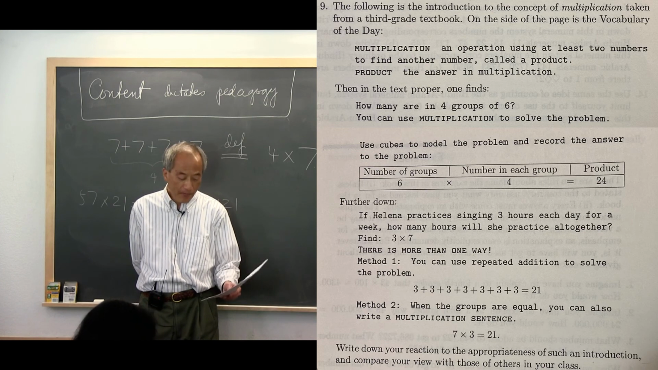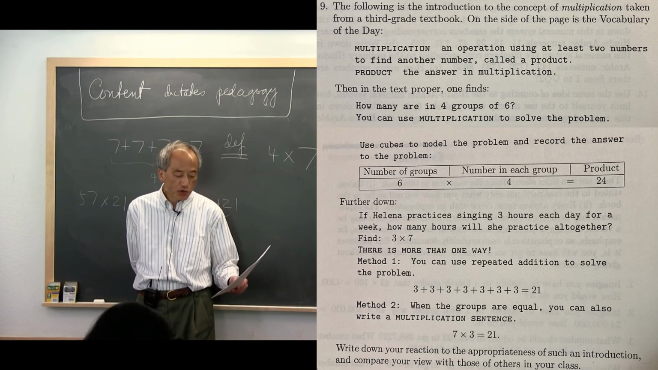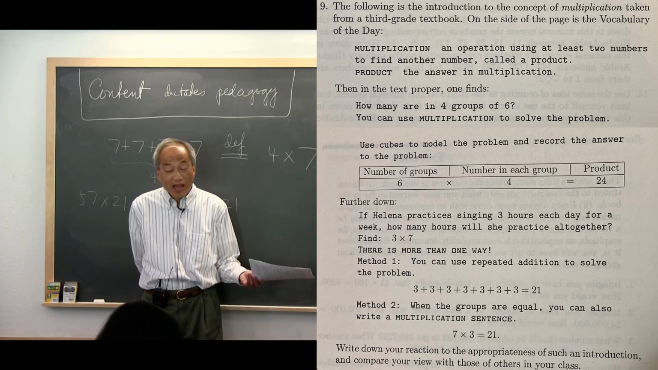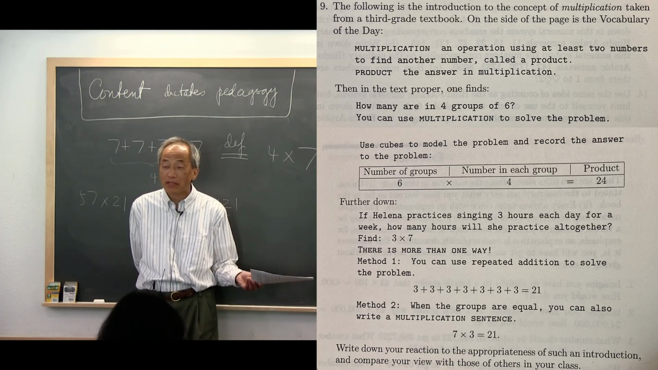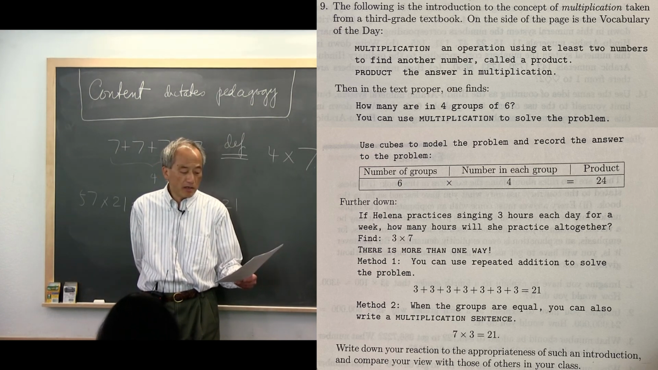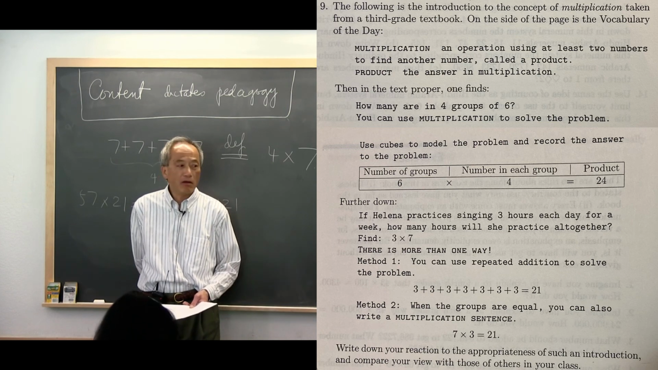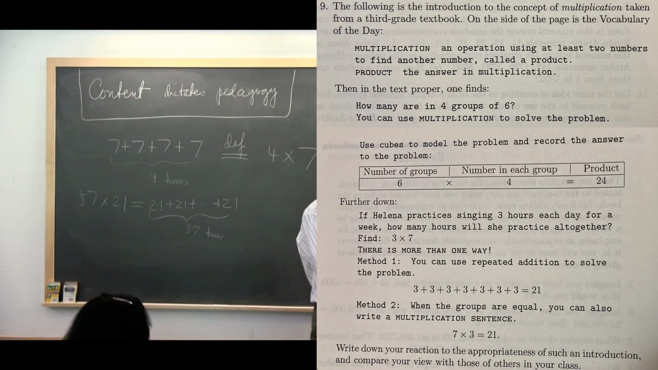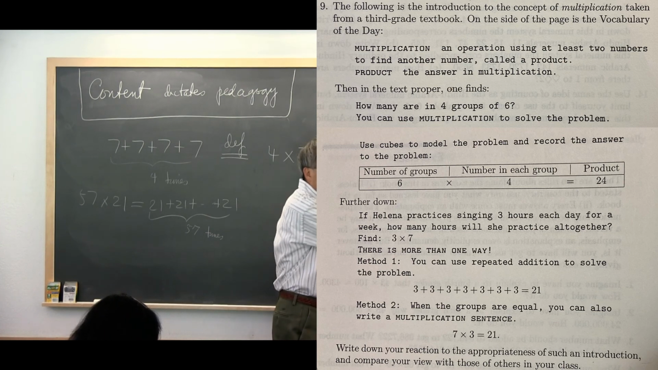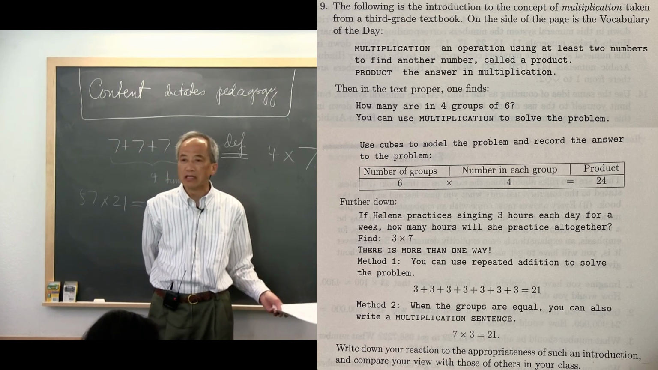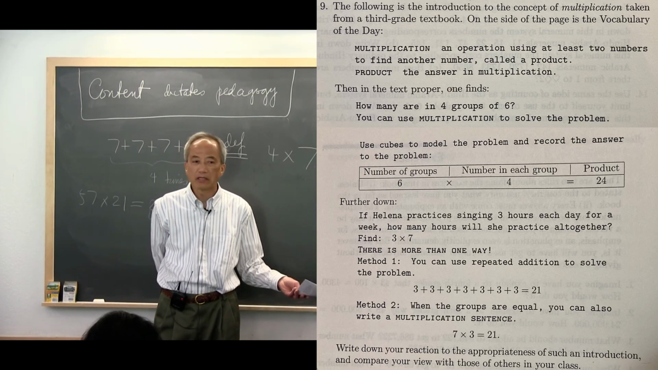And then it says use cubes to model the problem and record the answer to the problem. Now look, it doesn't even say how you want to solve the problem. It just says here is how you record the answer. 6 times 4. Why do we switch numbers? Well, maybe their convention is 6 times 4 is 6 plus 6 plus 6 plus 6. As I said, the two conventions, right? So I'll let that go. But there's no reason you should explain multiplication on this basis.